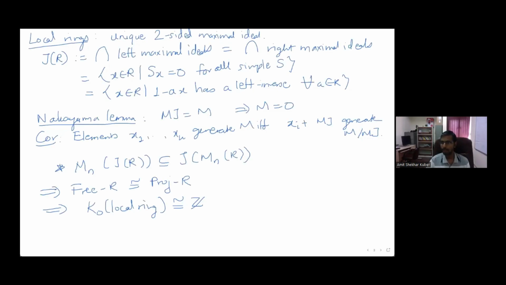Hi. Can you repeat how free R and Proj R is seen for this case? Yes, you start with a generating set of a projective module P, then you also have some complement Q such that P direct sum Q is R to the power n. Go modulo the Jacobson radical of R, which means the unique maximal ideal.